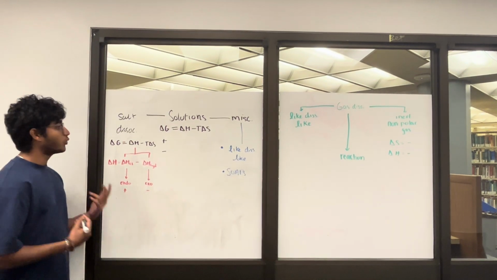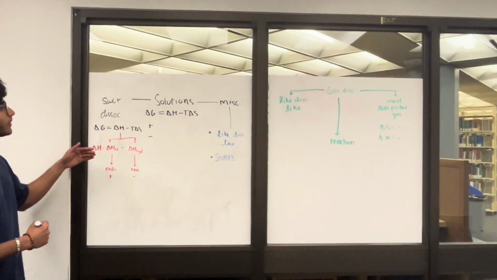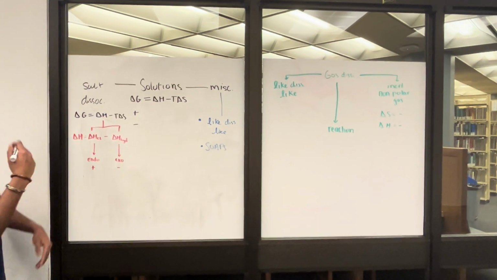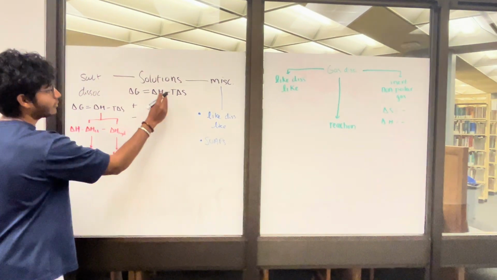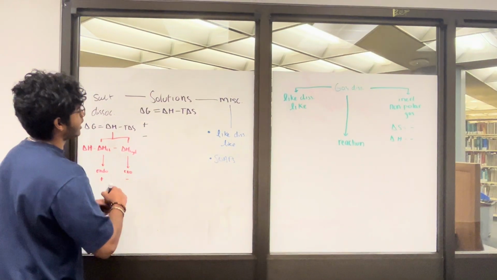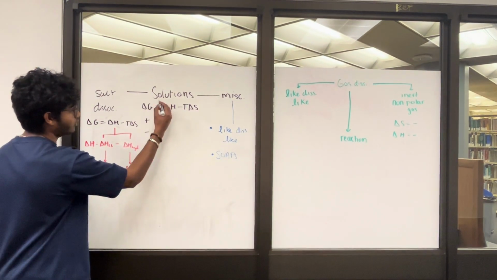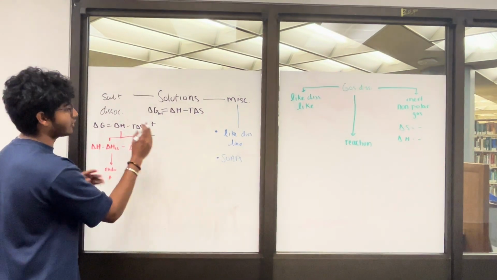Solutions and mixtures. What do you need to know? First, we're going to relate this back to the fundamental part of chemistry that we've been learning this unit, delta G. Delta G is equal to delta H, which stands for enthalpy, minus temperature multiplied by delta S, which is entropy or disorder. And what you need to know is that the subscript for delta G is going to be solution.